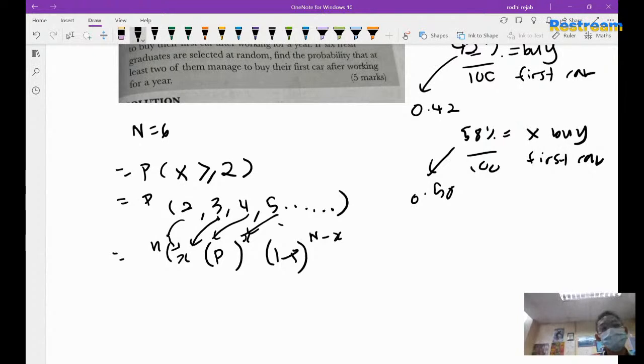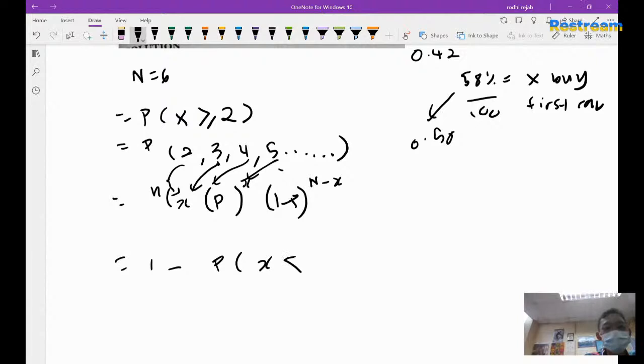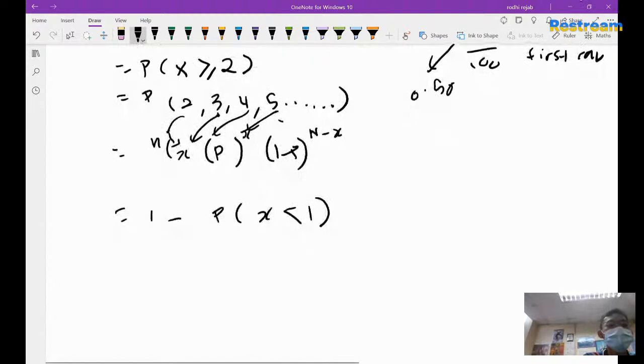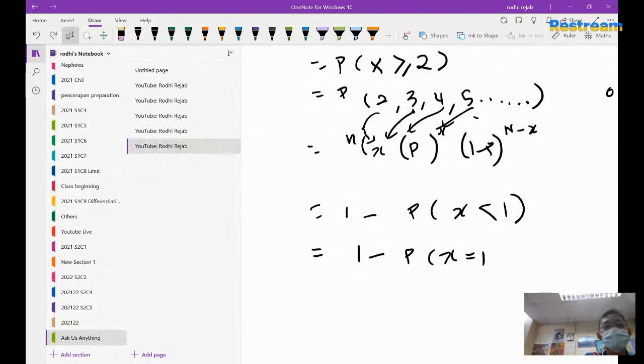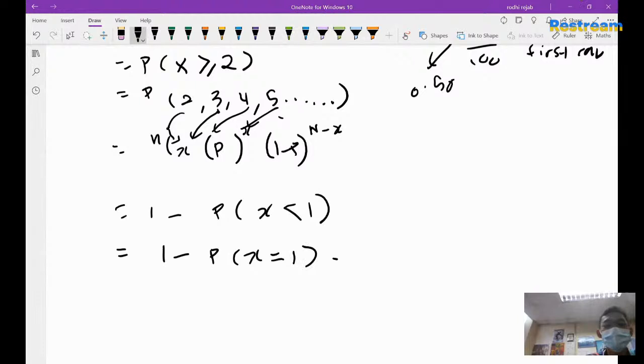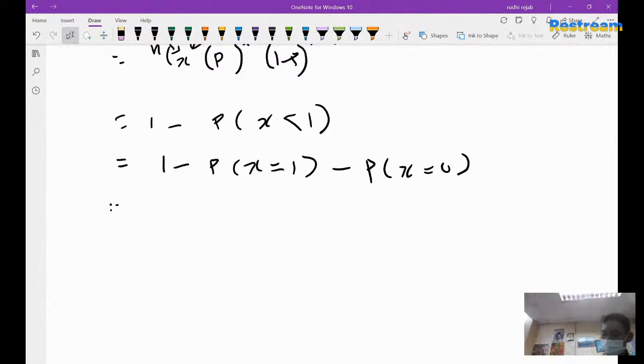So we need to simplify the equation by doing this: 1 minus P(X is smaller than 2). Okay, so we expand it: 1 minus P(X equals 1) minus P(X equals 0). Okay, we substitute the formula. 1 minus 6 choose 0.